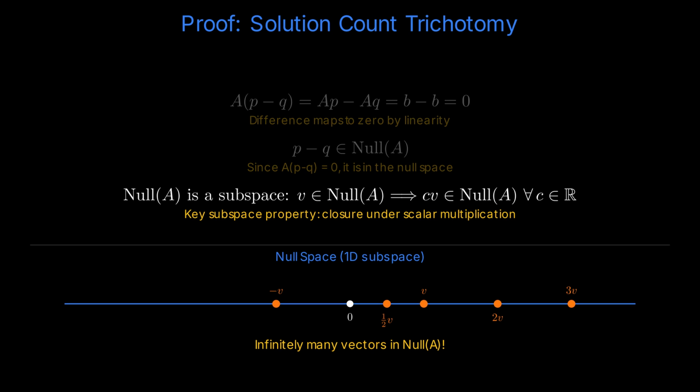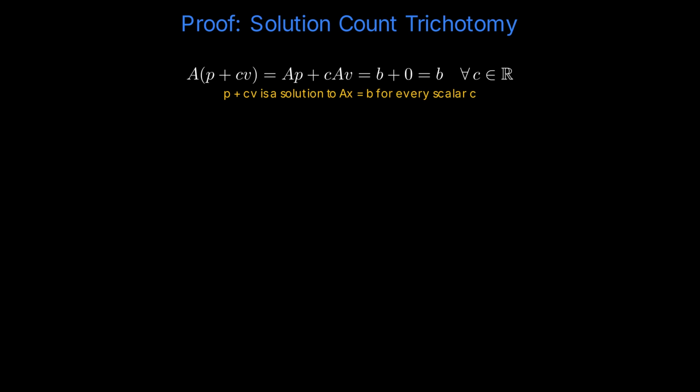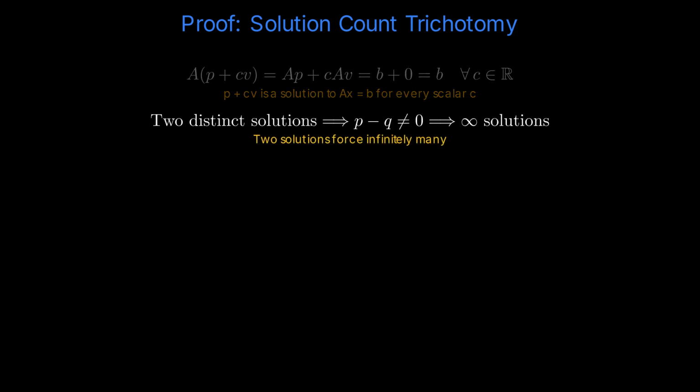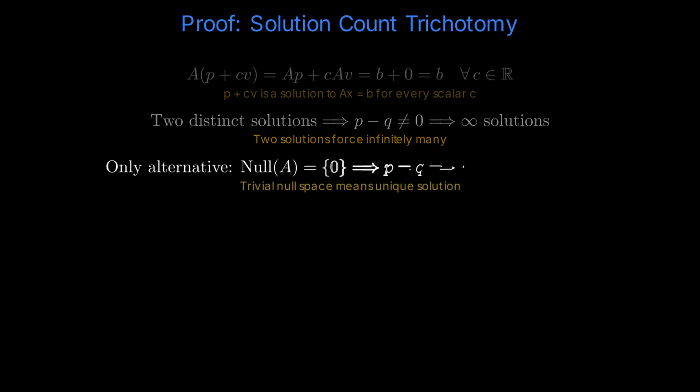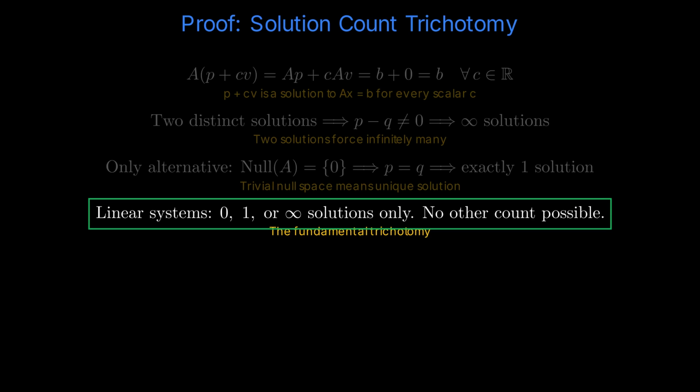But how does this give infinitely many solutions to the original system? Well, if V is in the null space, then P plus CV is a solution to AX equals B for every real number C, because A times P plus CV equals AP plus C times AV, which equals B plus 0, which equals B. So two distinct solutions immediately give infinitely many solutions. The only alternative is that the null space contains only the 0 vector, which means P must equal Q. In other words, there is exactly one solution. And therefore, for any linear system, the number of solutions is always 0, 1, or infinity. Right? No other count is possible.